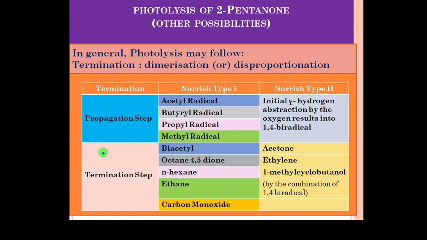The termination steps involve dimerization reactions. So we are not mentioning the disproportionation type of combination. We have mentioned the dimerization. So acetyl radical dimerizes to give biacetyl. Butyl radical dimerizes to give octane-4,5-dione. And propyl radical dimerizes to give n-hexane. Methyl radical dimerizes to give ethane.